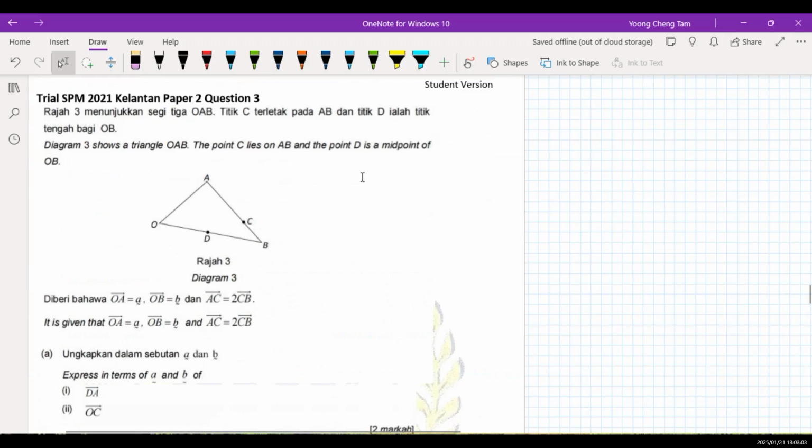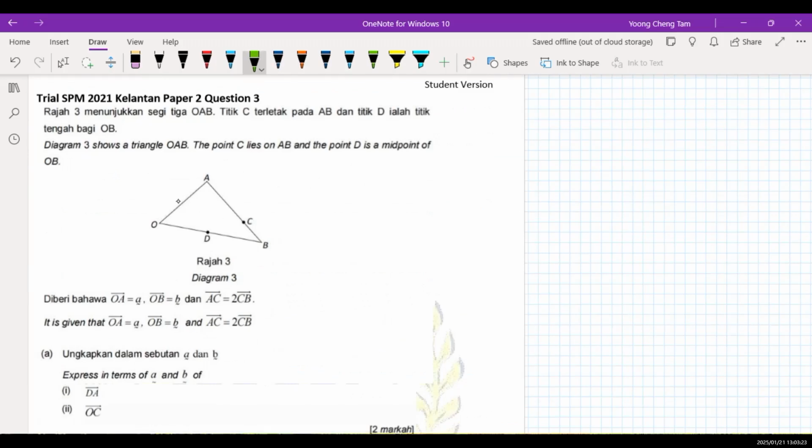Okay, continue. And the point D is the midpoint of OB. So now we know that D is the middle point of the straight line OB. So it's the half, right? Middle point. Okay, continue. It is given that OA is equal to vector A.